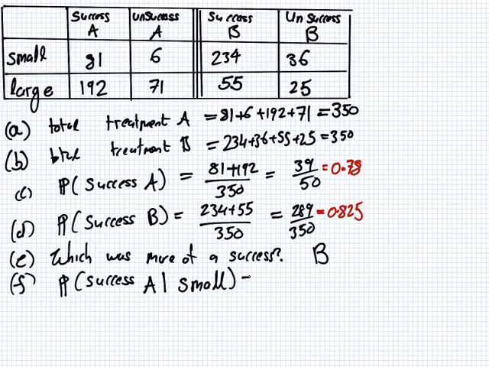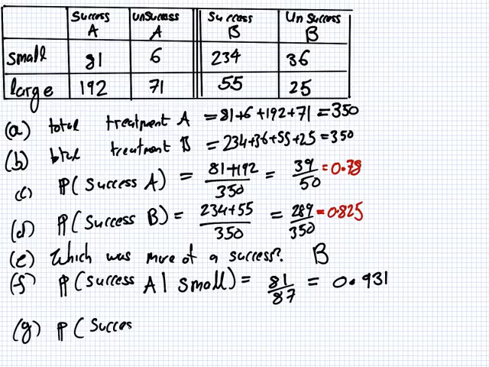So you're only looking at people with small kidney stones. What's the probability they'll be successfully treated with treatment A? 81 over 87, very good. And what's that as a decimal, please? It'll be quite high. 0.931. Thank you. Okay, G now. What is the probability of being successfully treated with treatment B, given that the person has small kidney stones?